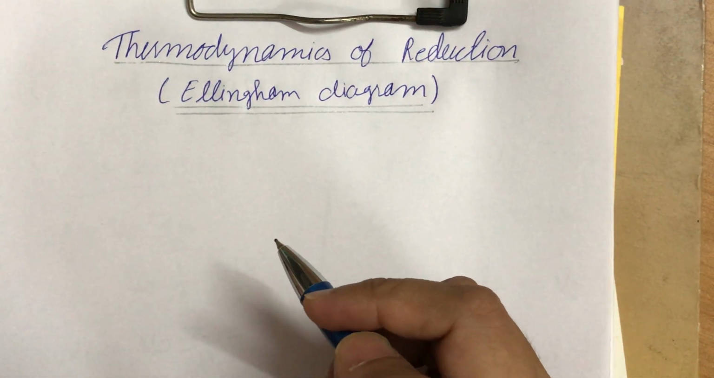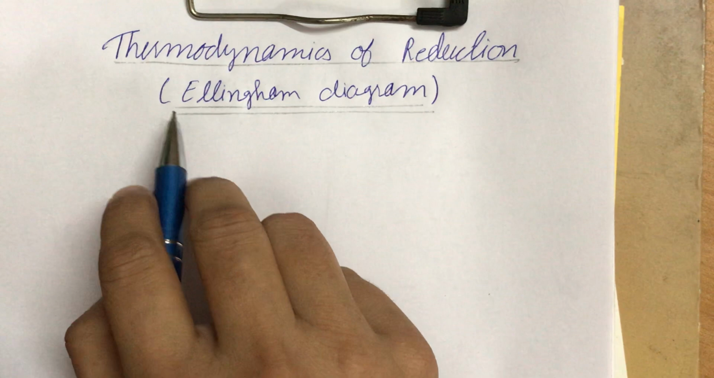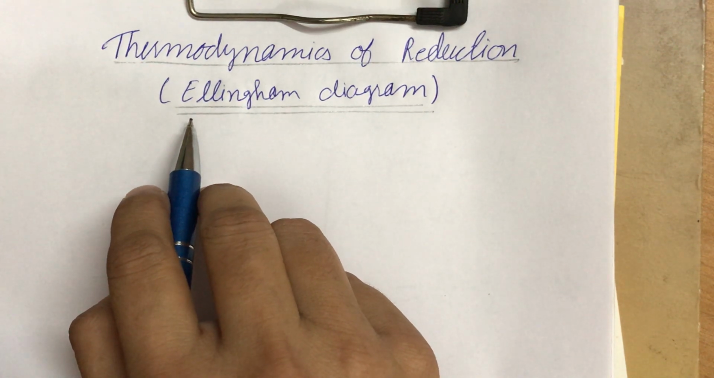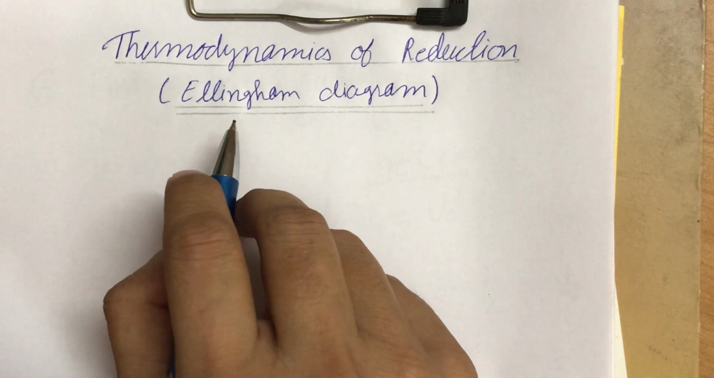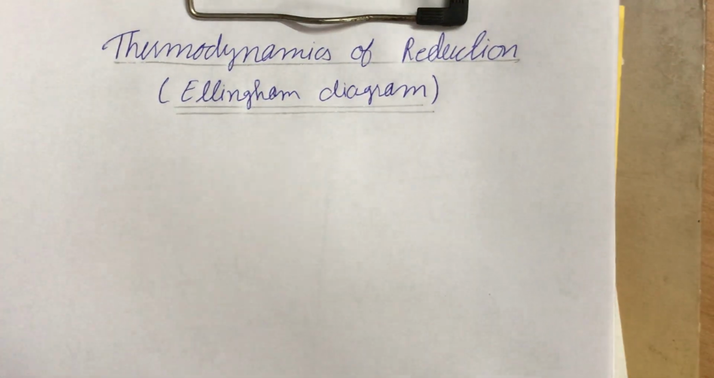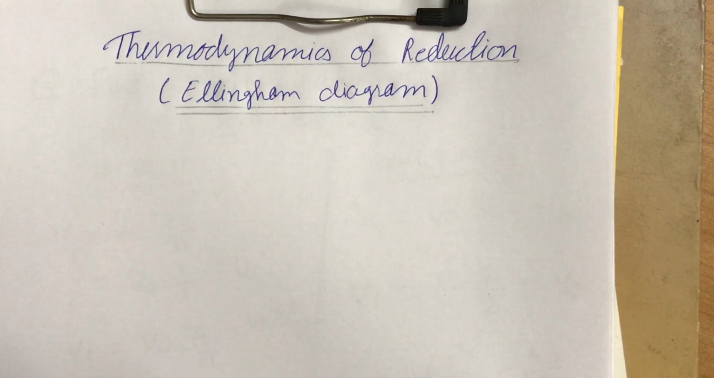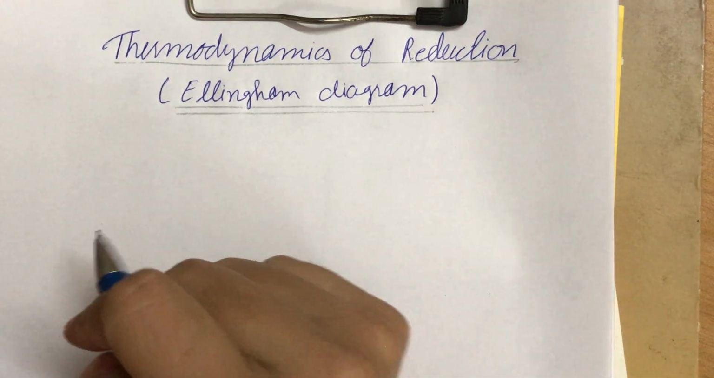Hello everyone. Today we are going to discuss the Ellingham diagram, thermodynamics of the reduction process. Basically, the Ellingham diagram shows the temperature dependency of the stability of compounds.